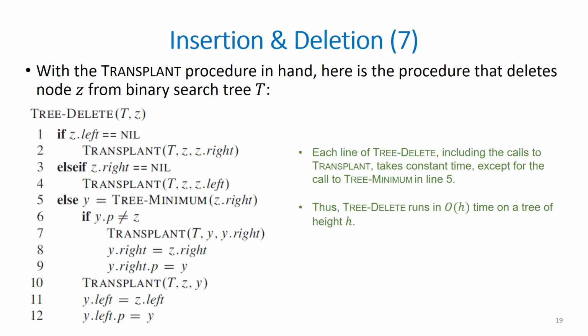Each line in this procedure, including the calls to the transplant procedure that we just saw, takes a constant amount of time to run, except for line 5 where the running time is proportional to the height of the tree. Therefore, the tree delete procedure runs in O(h) time, depending on the height of the tree, which is h.